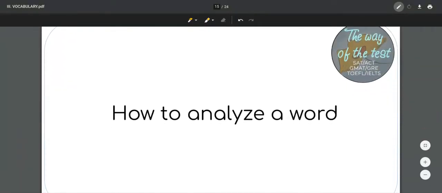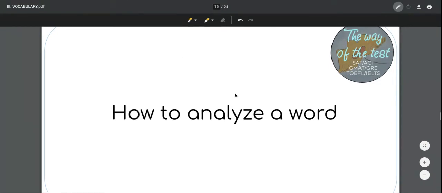Okay, now we're going to learn how to analyze a word, because I've been talking about how you have to analyze words, and I tell you to practice analyzing words every day. But now, how do we do it?